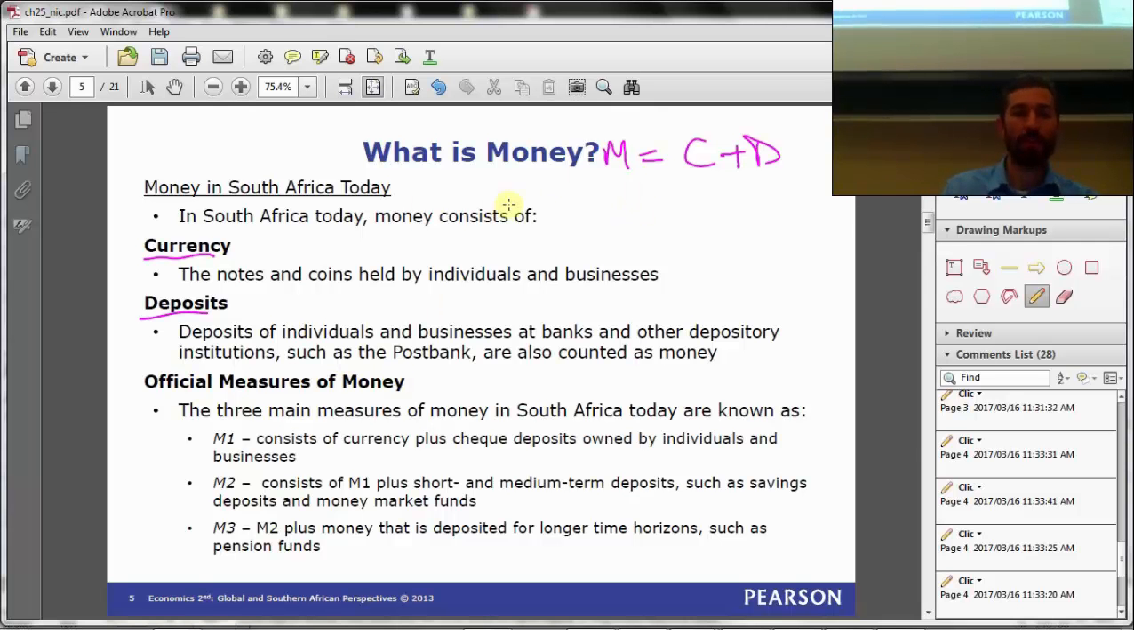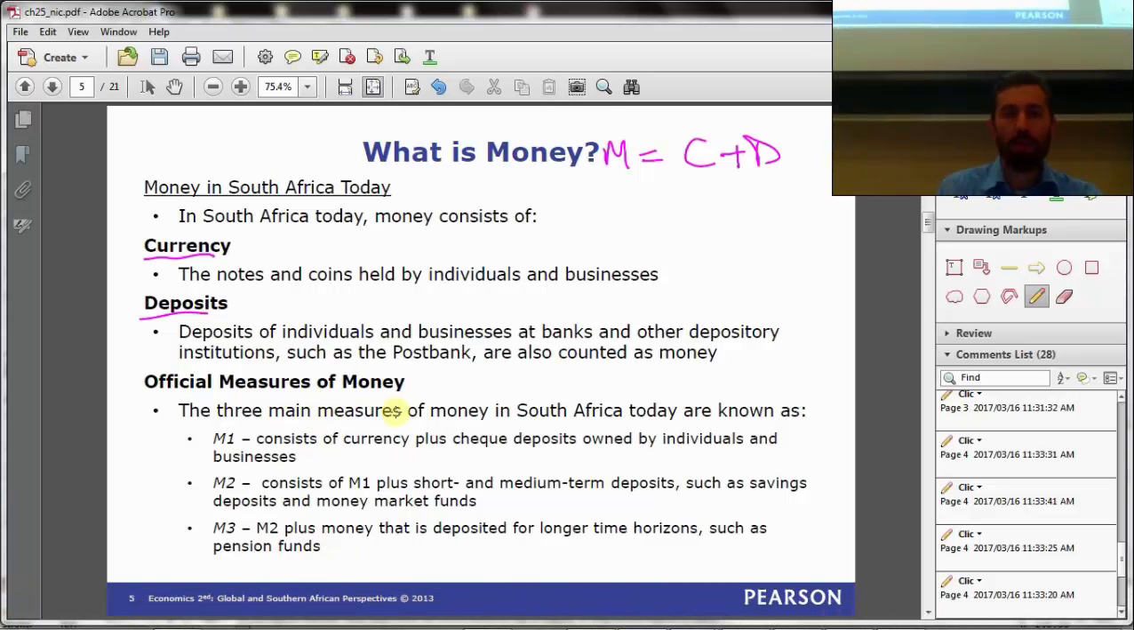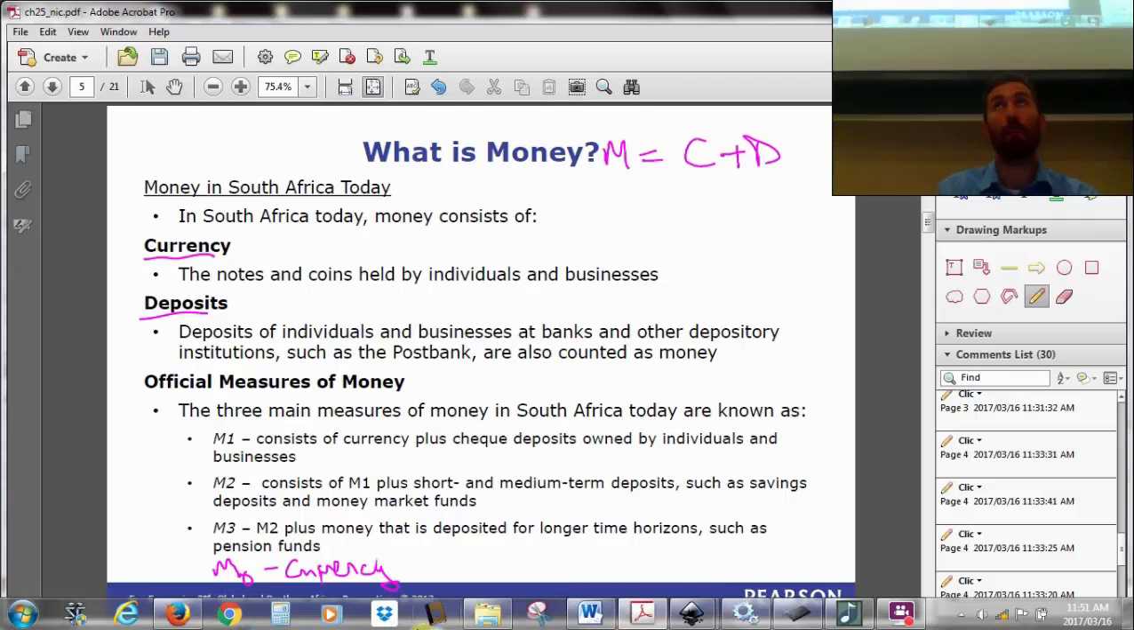How do we actually measure money? We have three main measures of money, but there's also one underneath this called M naught. Okay, so M naught, let me just slot this in down here. M naught is just basically currency. Okay? Notes and coins. Actually, sorry, I've written their currency.